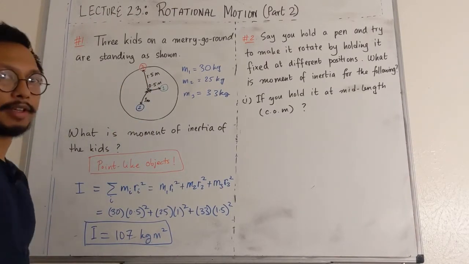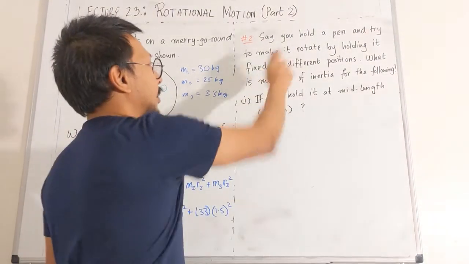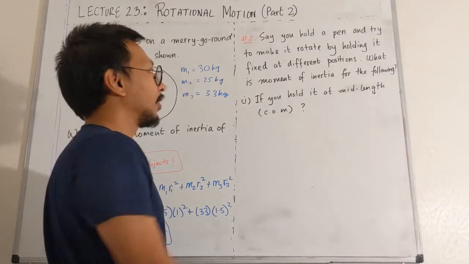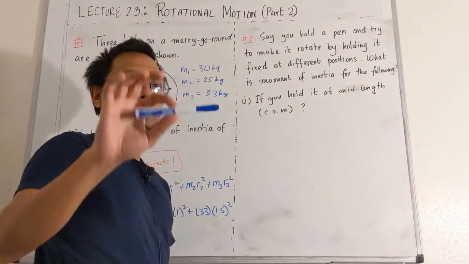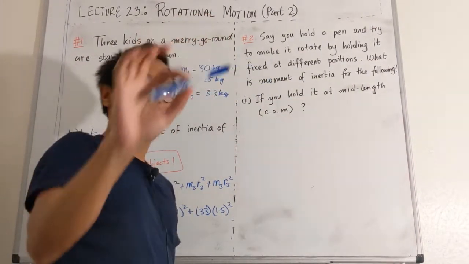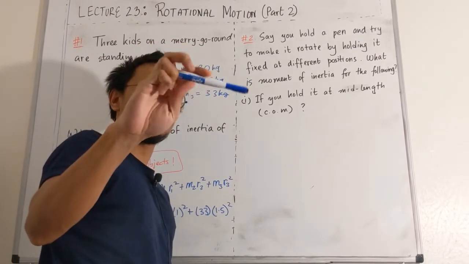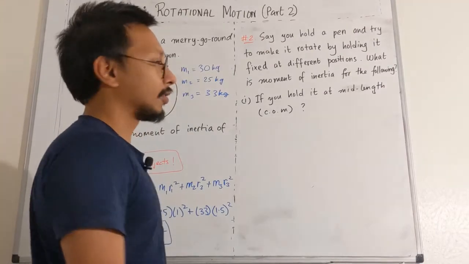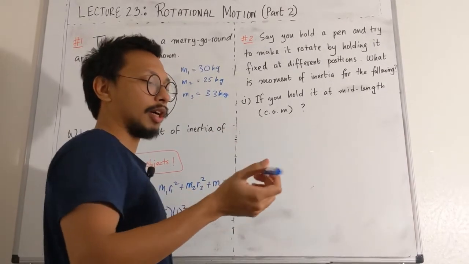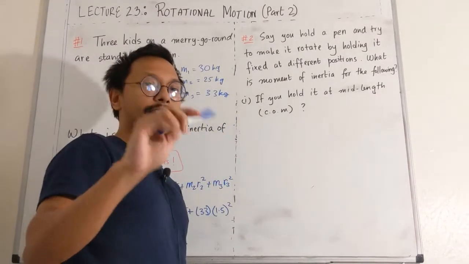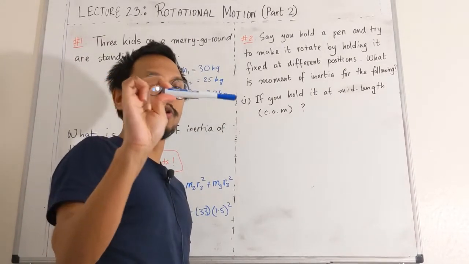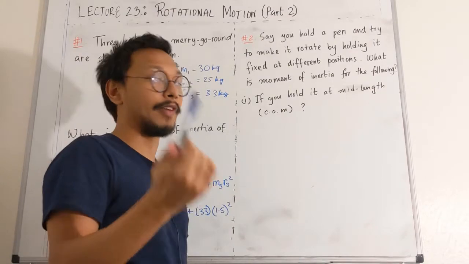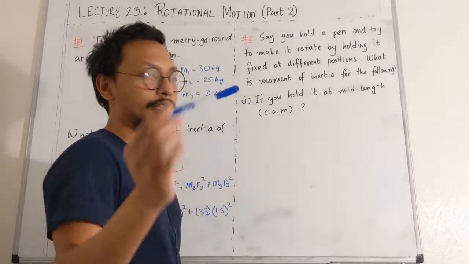Let's look at a second example. Let's say we have a pen that we hold in our hands and try to make it rotate by holding it fixed at different positions. So let's try and rotate it when I hold it like this, or maybe I hold it like this. It becomes easier to rotate. So this is another proof that moment of inertia is also dependent on where you hold this pen fixed, that is, where you fix your axis about which it can rotate.